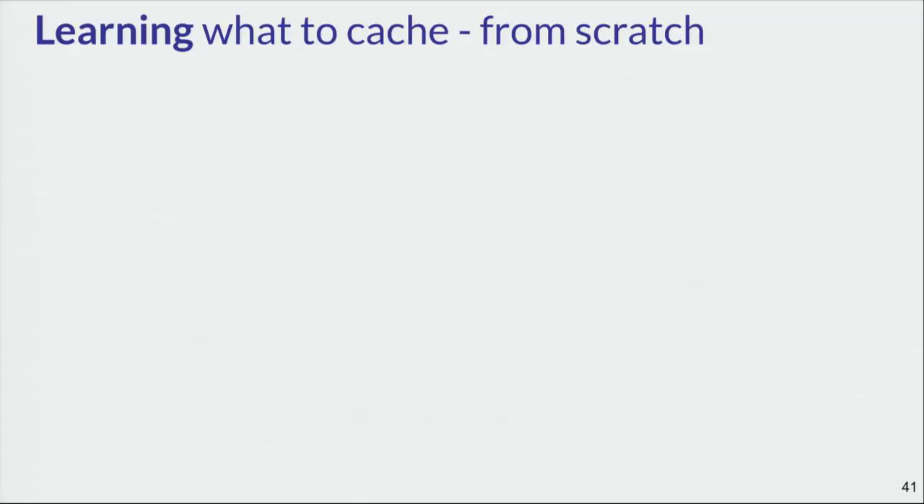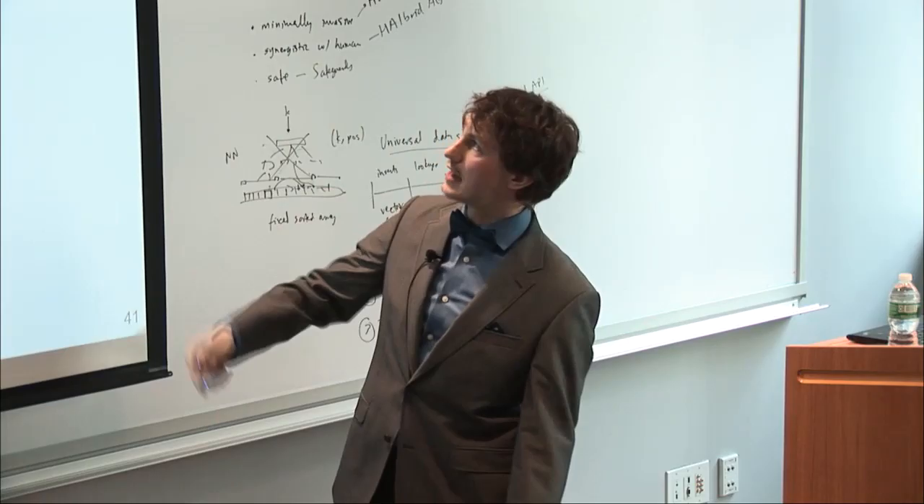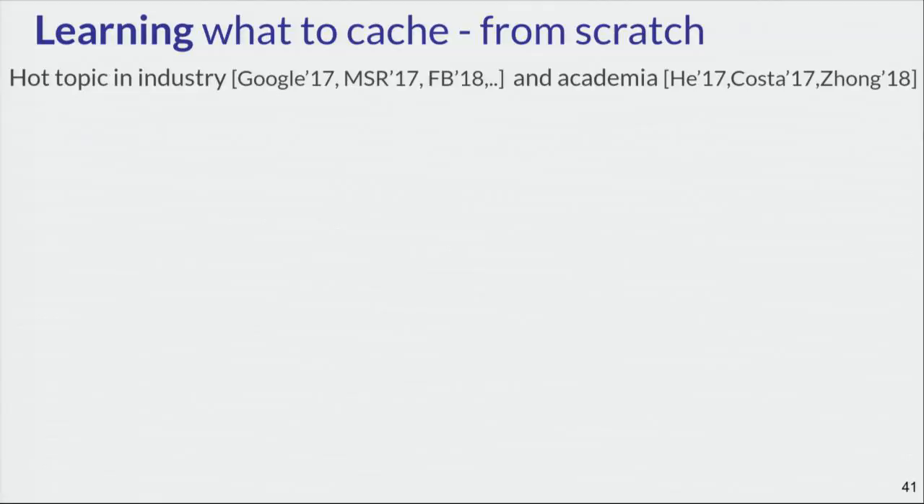So this idea of learning what to cache, basically from scratch, has been very, very popular with people at Google. For example, Jeff Dean has a paper on that. Sid basically evaluated that in a HotNets paper. And many, many academics have also worked on that.